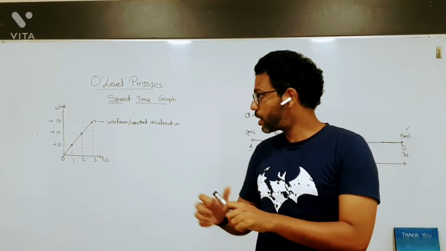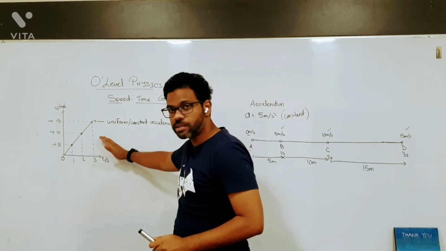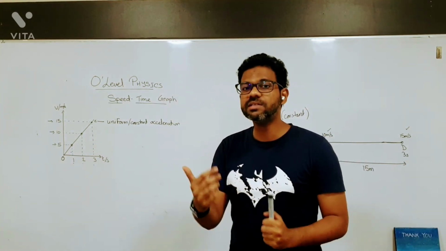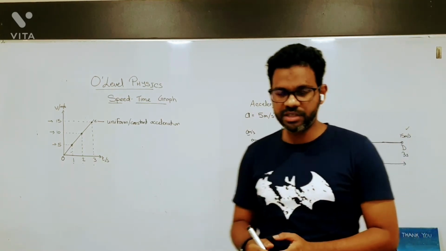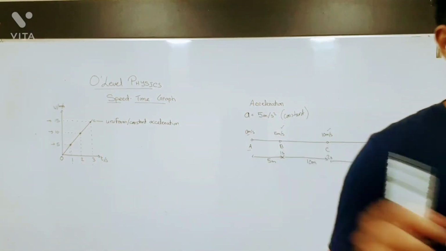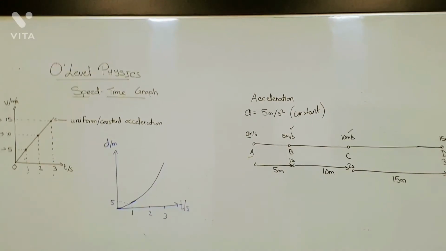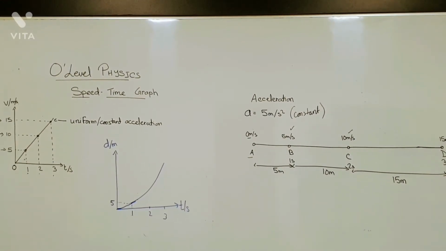The distance time graph and the velocity or the speed time graph. So we will draw a corresponding distance time graph for this one to see how the distance time graph would look when an object is moving with a constant acceleration. So let's go to the distance time graph now and see how does it look. Now here we go for the distance time graph.